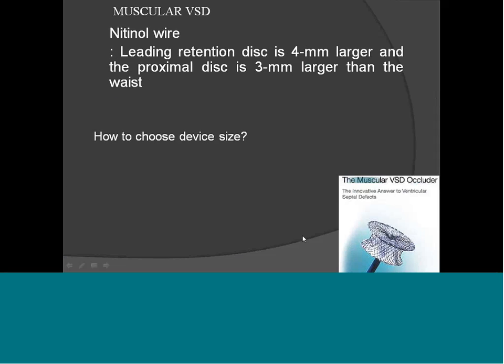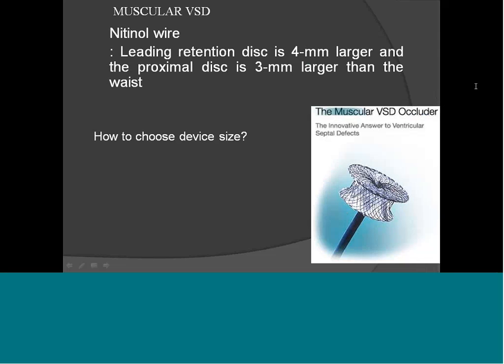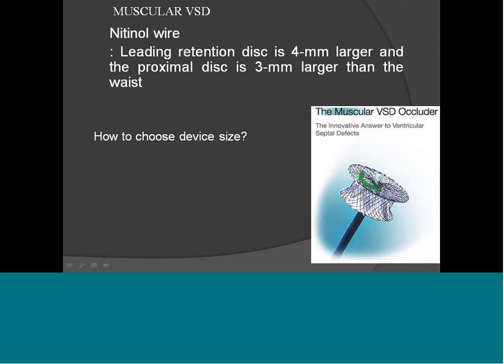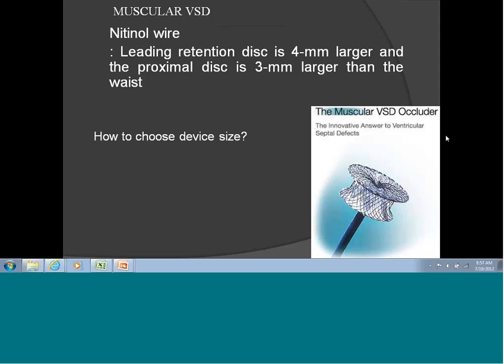Now, there are two types of devices, muscular and membranous. This is a muscular VSD occluder. How do you choose the device size? In this, the leading disc is 4 millimeters larger, and this disc is 3 millimeters larger than the waist. This is the waist. It is made of nitinol with Dacron mesh. What is the method of choosing device size?